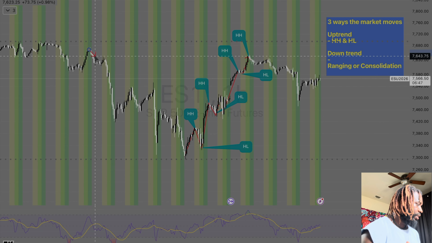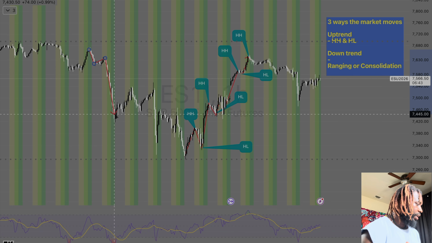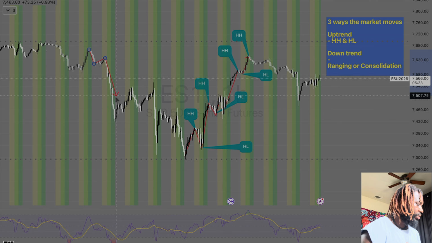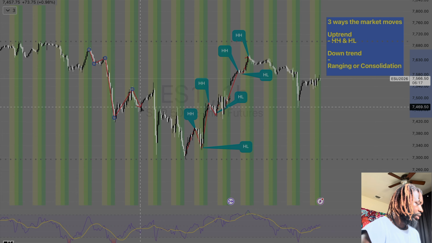Simple as this. Start from this high. We made this low. We made a higher low. We made this high. We made a lower low. We made a higher low. We made a lower low. We made a higher low, a lower high. So we made a high, a low, a lower high, a lower low, a lower high.